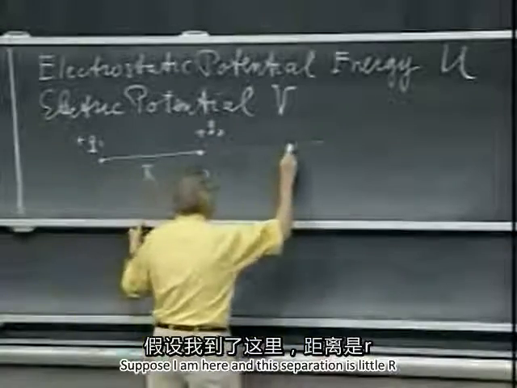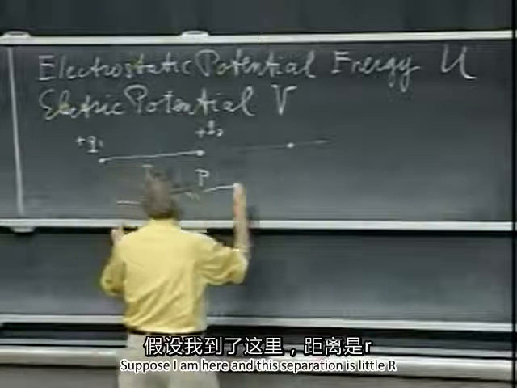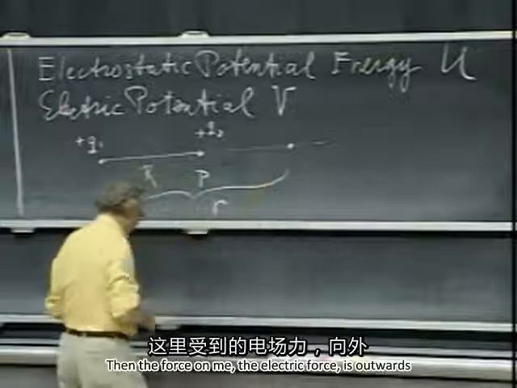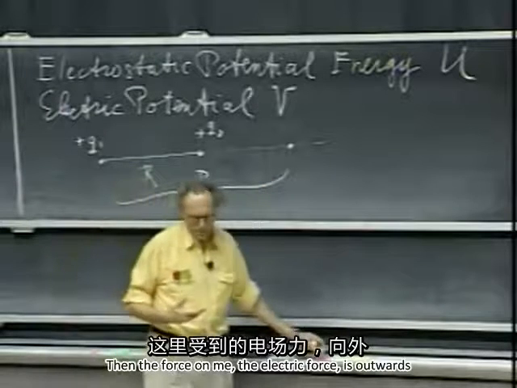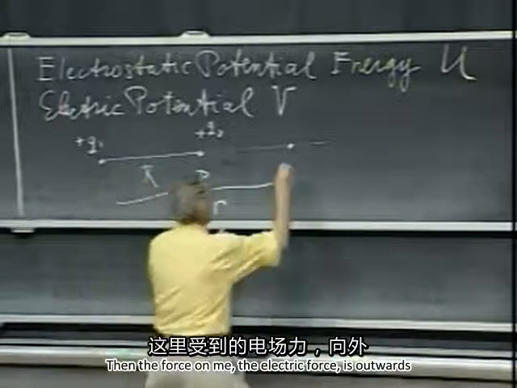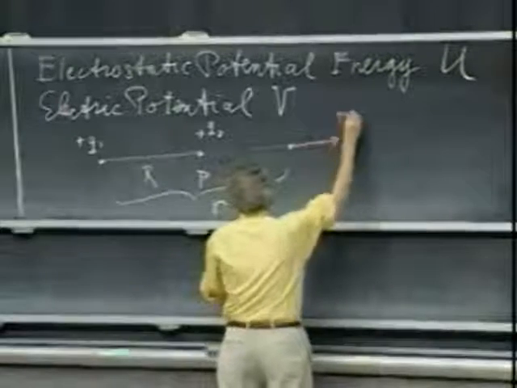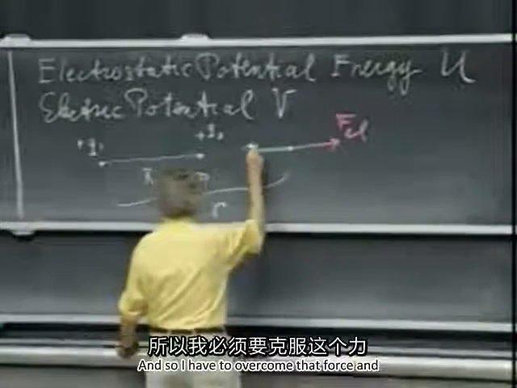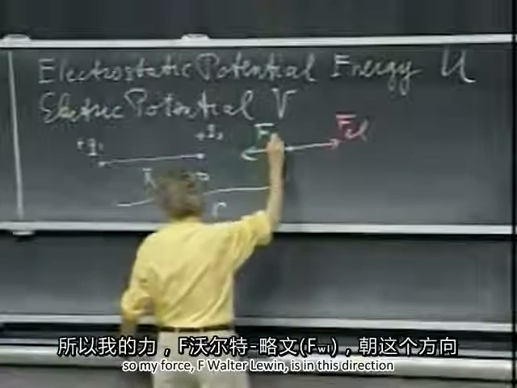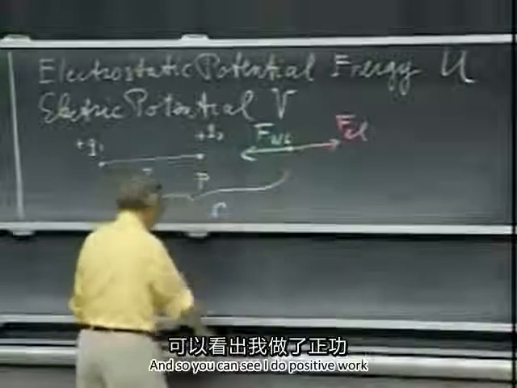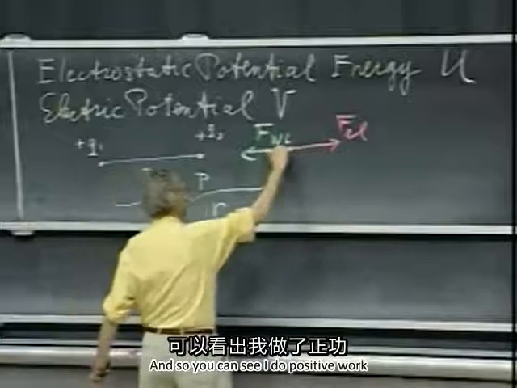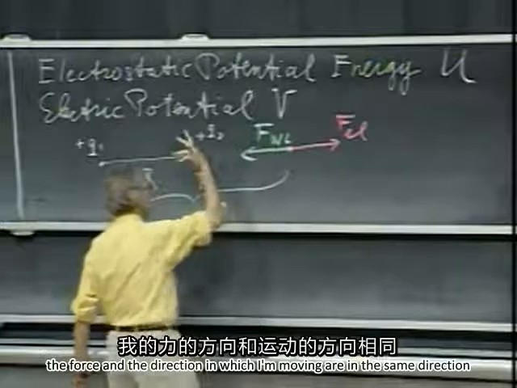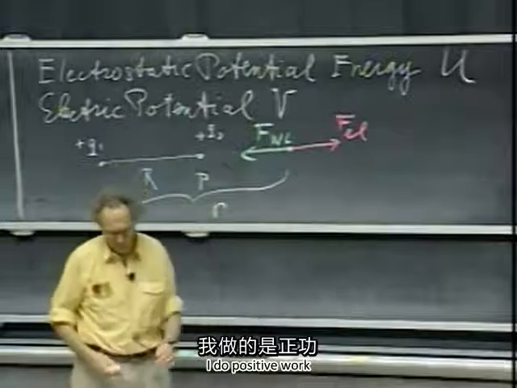Suppose I am here, and this separation is little r. So I've reached that point. Then the force on me, the electric force, is outward. And so I have to overcome that force. And so my force, F Walter Lewin, is in this direction. And so you can see I do positive work. The force and the direction in which I'm moving are in the same direction. I do positive work.